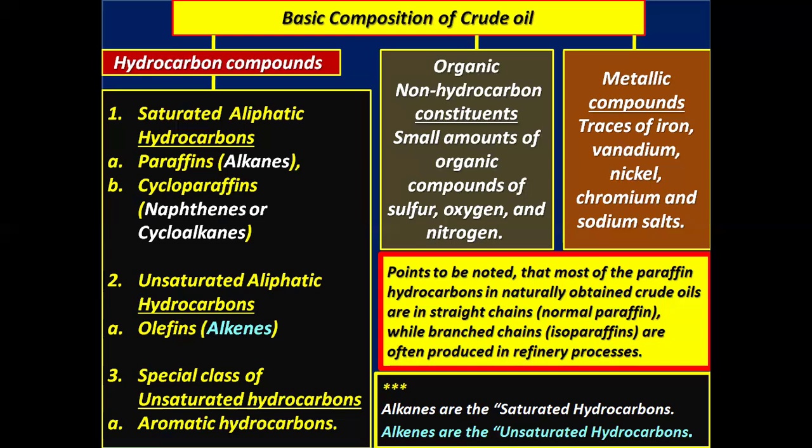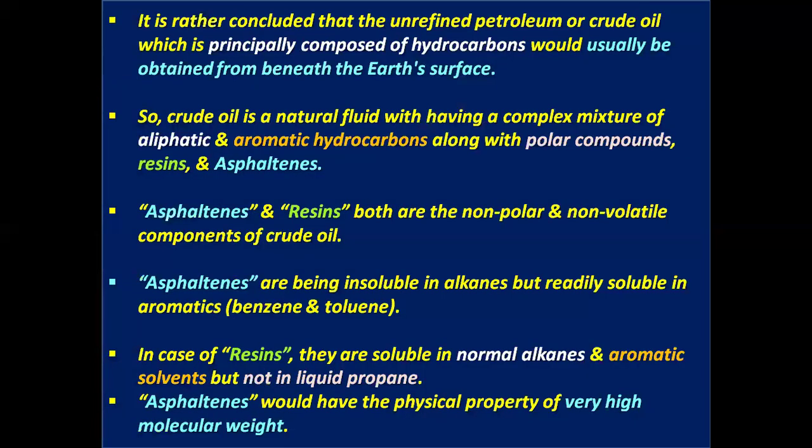Another point, alkanes are the saturated hydrocarbons. Alkenes are the unsaturated hydrocarbons. These two points are to be noted. It is concluded that the unrefined petroleum or crude oil, which is principally composed of hydrocarbons, is usually obtained from beneath the Earth's surface.